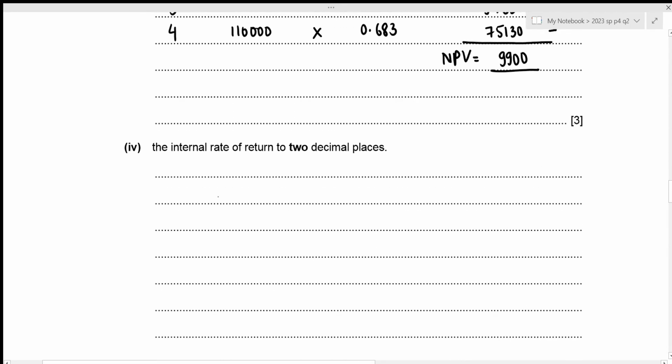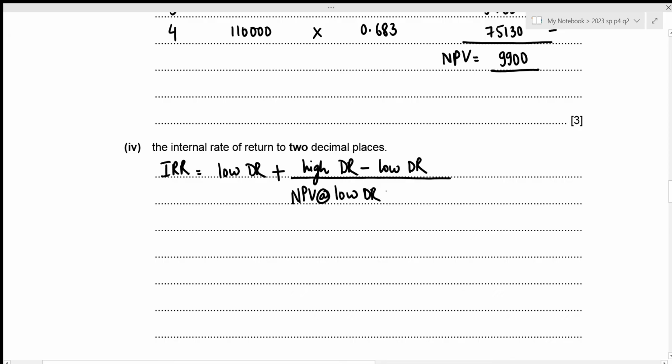We need to figure out the internal rate of return to 2 decimal places. And the formula for internal rate of return is our low discounting rate plus the difference between the discounting rates. So that's higher discounting rate minus lower discounting rate. Then we divide it by the difference between the net present values for these rates. So that will be net present value at low discounting rate minus the net present value at high discounting rate.